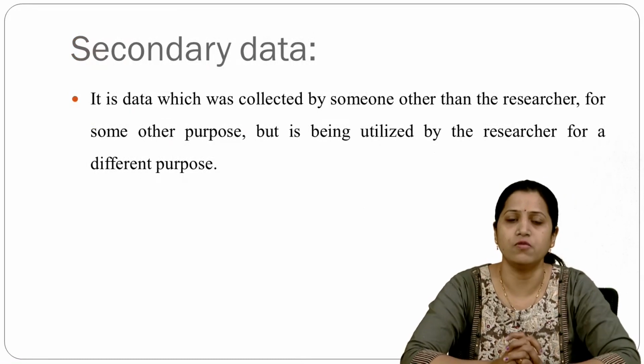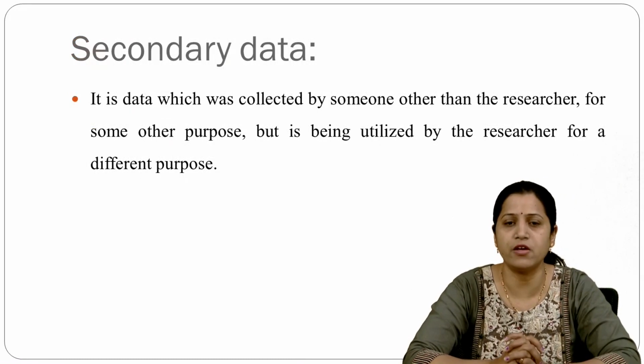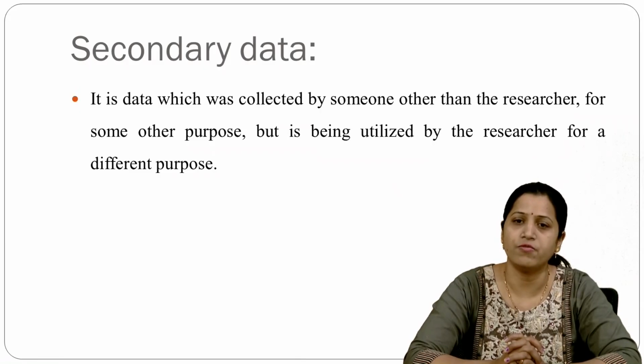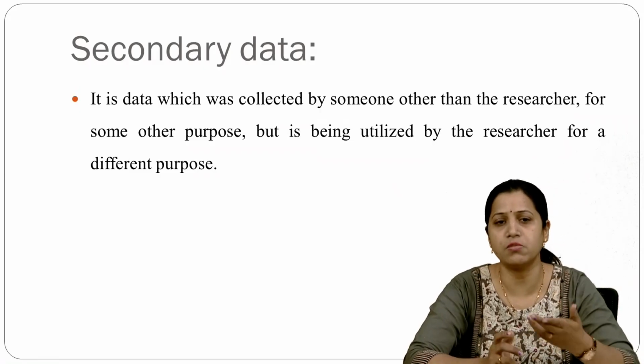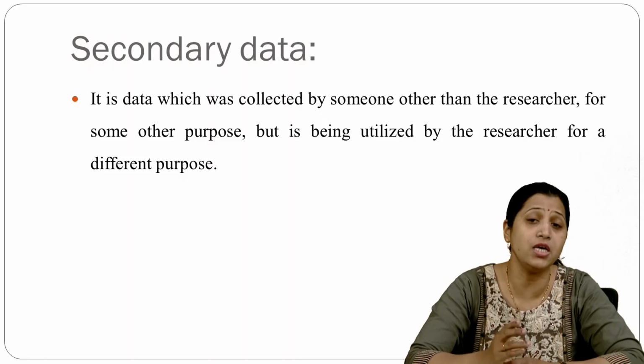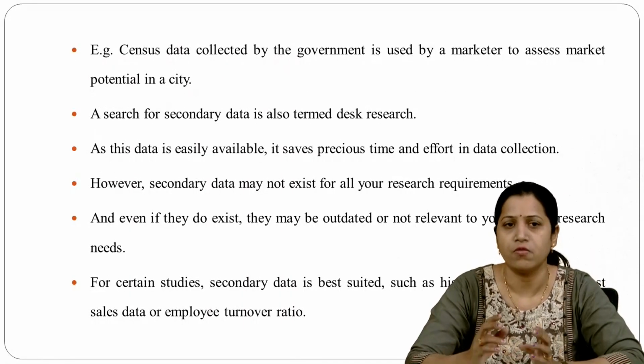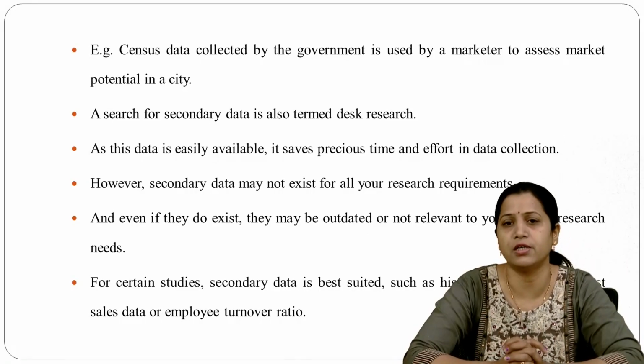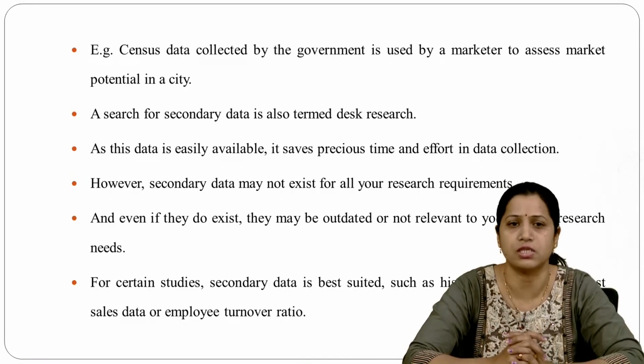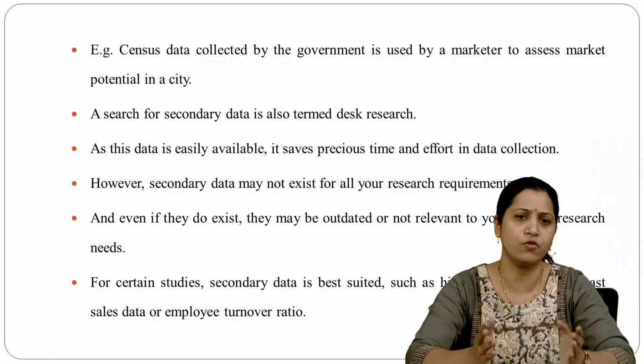Now what is the meaning of secondary data? It is data which was collected by someone other than the researcher, for some other purpose, but it is being utilized by the researcher for some different purpose. For example, census data collected by the government is used by a marketer to assess the market potential in a city, that we know very well.